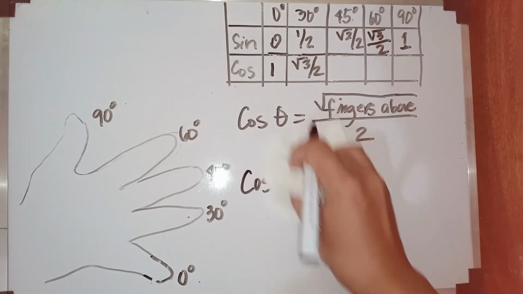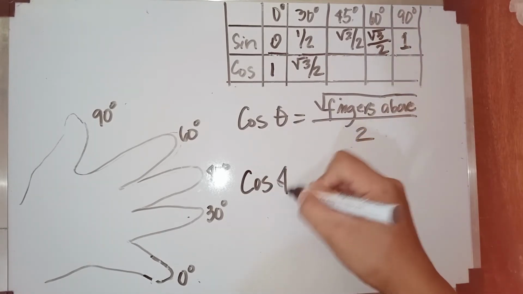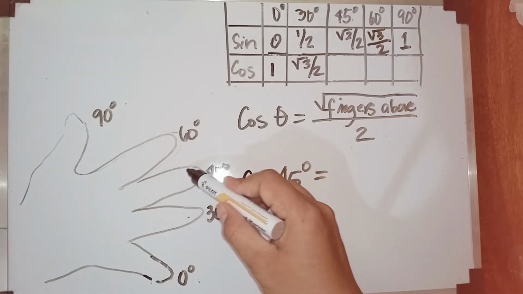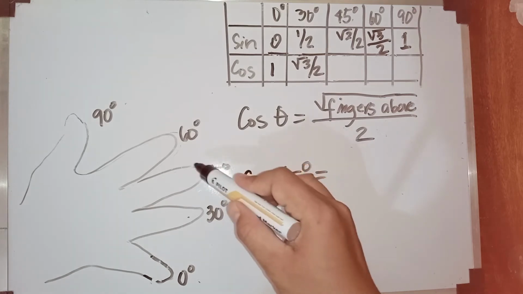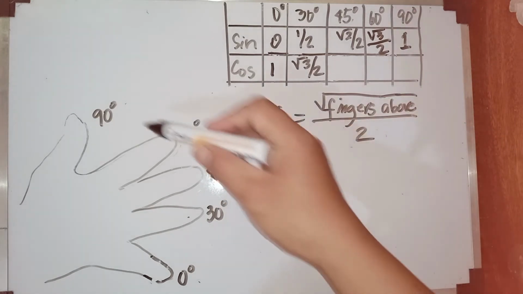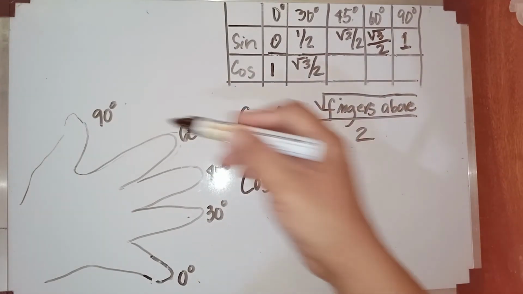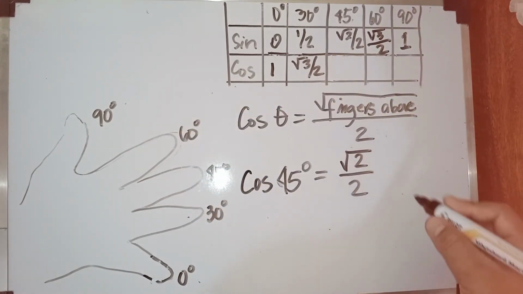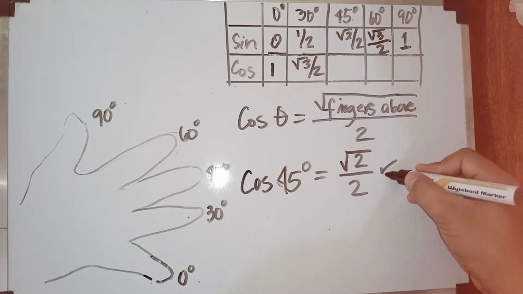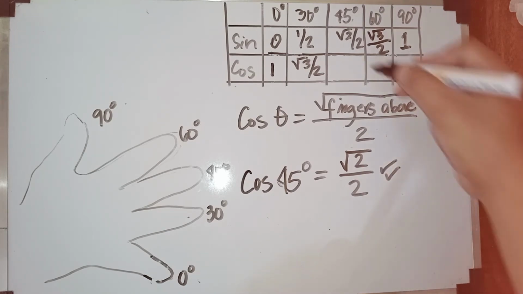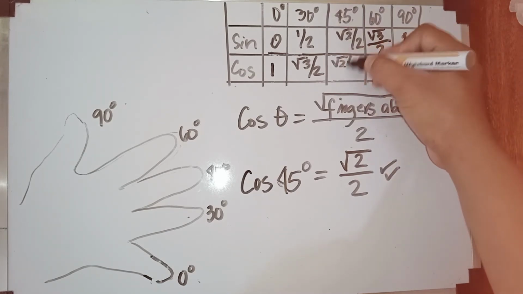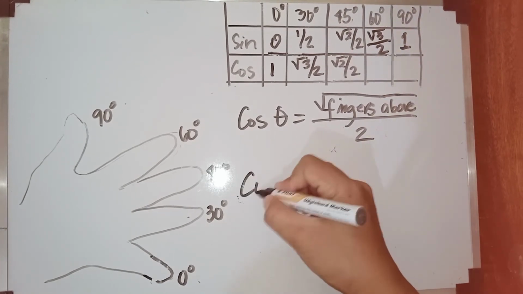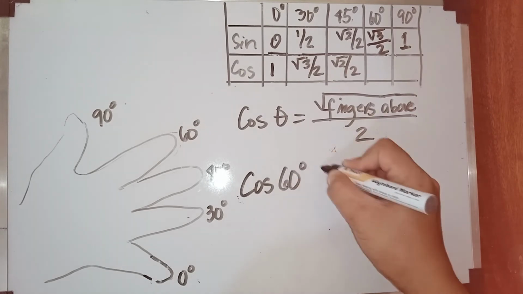Next, we have cosine 45 degrees. So, ito po yung 45 degrees. Yung daliri na assign yung 45 degrees. So, how many fingers above the 45 degree? So, we have 1, 2. So, we have square root of 2 over 2. Since 2 is not a perfect square, so ito na po yung ating cosine 45 degree. That is square root of 2 over 2.